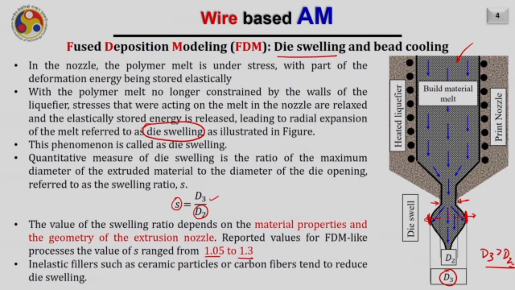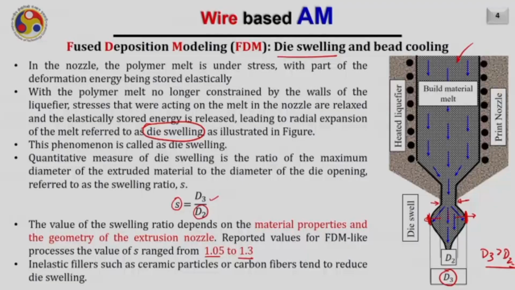However, inelastic materials such as ceramics usually give us reduced die swelling. Instead of having the value of S greater than 1, it may happen that the value of S is less than 1. In that case, it will contract like this. But that is for inelastic material, which cannot store elastic energy inside the melt.